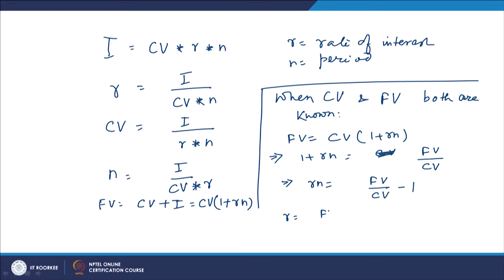So, if you want to find R, it will be (FV upon CV minus 1) upon N, or if you have to find the term of maturity, in that case N will be (FV upon CV minus 1) divided by R. So, when both FV and CV are known and one of R or N is to be calculated, another is known, in those cases you can use these formulas to find the other one, like you have to find R provided N is given, or you have to find N provided R is given. So, you can use these formulas.